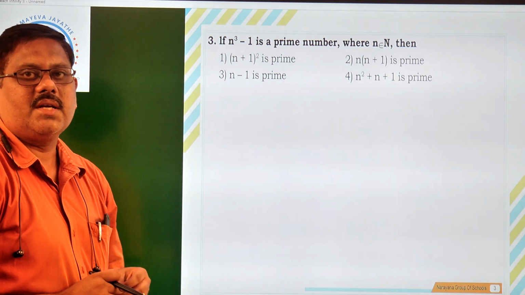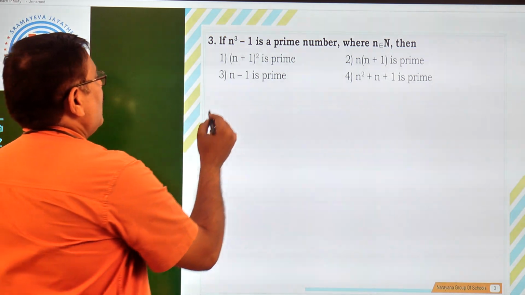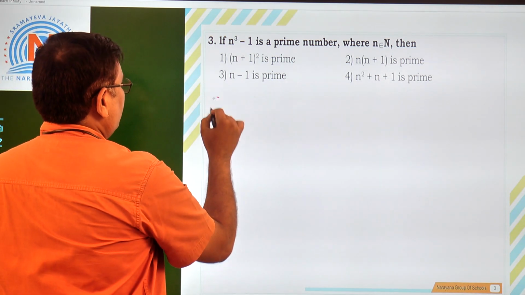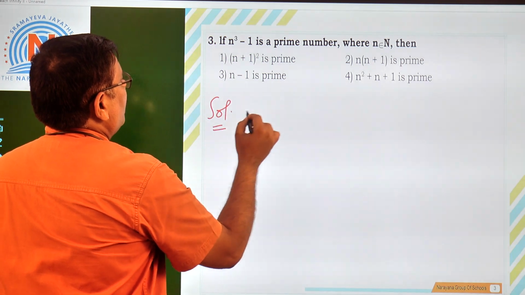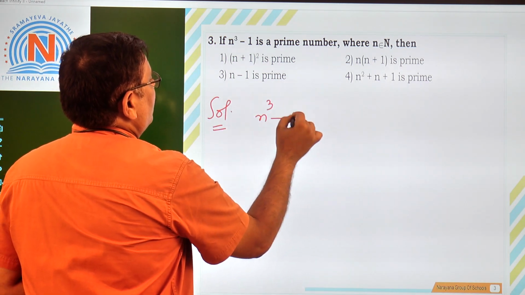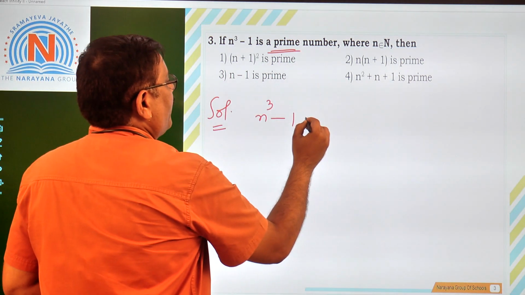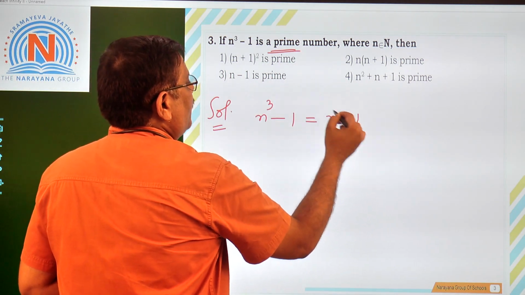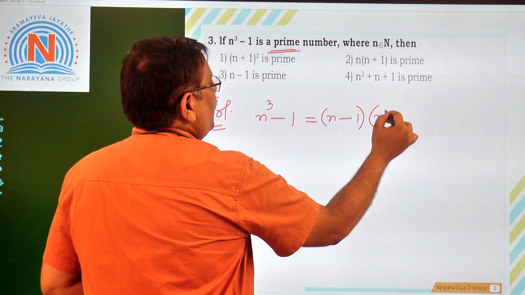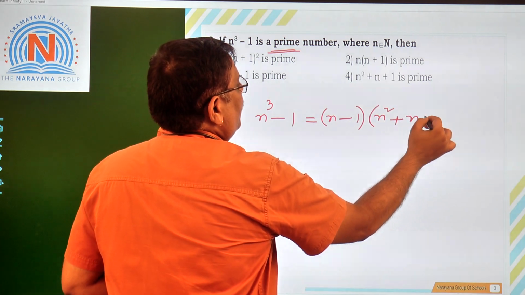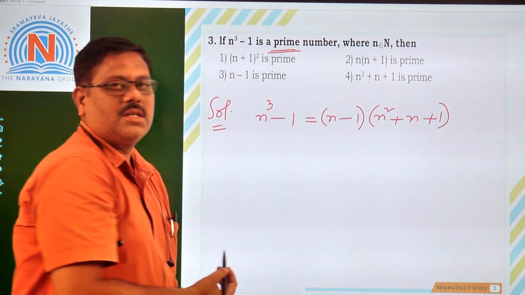So which of the following is the right option? That is what he is asking. Now let us solve the solution. If you look at n cube minus 1, he is saying that it is a prime number. Fine. N cube minus 1 we can write as n minus 1 times of n square plus n plus 1, a cube minus b cube form.